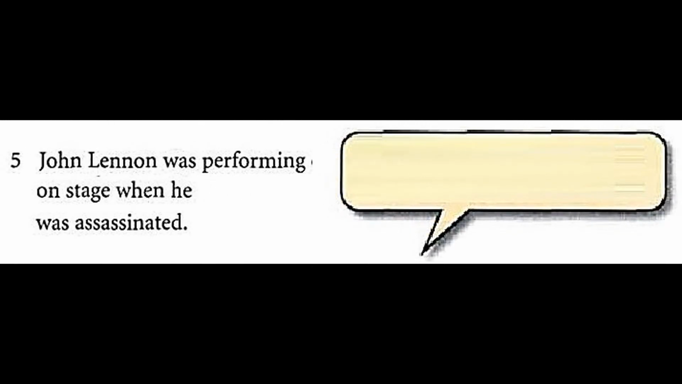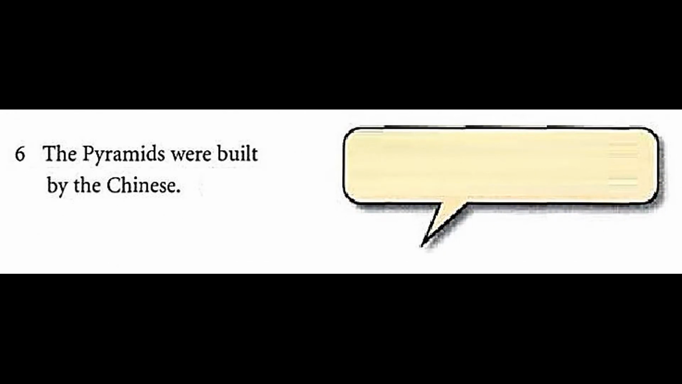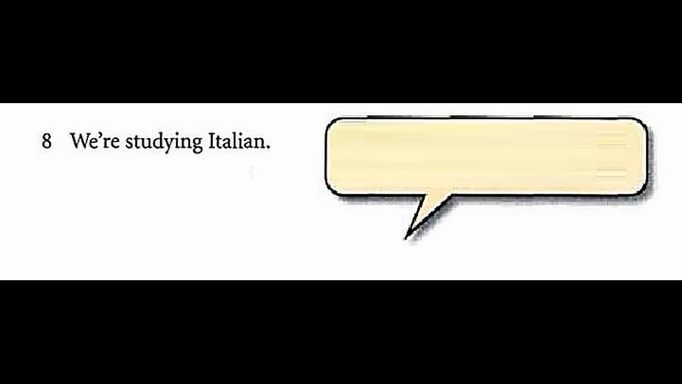5. John Lennon wasn't performing on stage when he was assassinated. He was returning to his apartment. 6. The pyramids weren't built by the Chinese, they were built by the Egyptians. 7. We haven't been in class for 5 hours, we've been in class for 1 hour. 8. We aren't studying Italian, we're studying English.